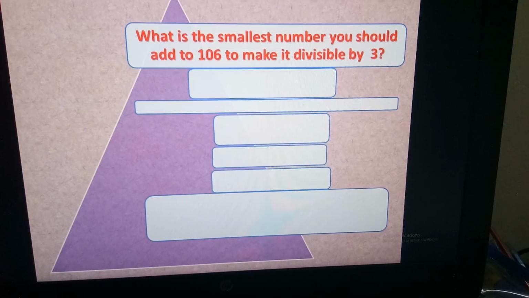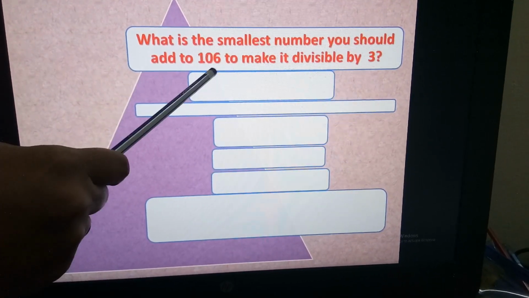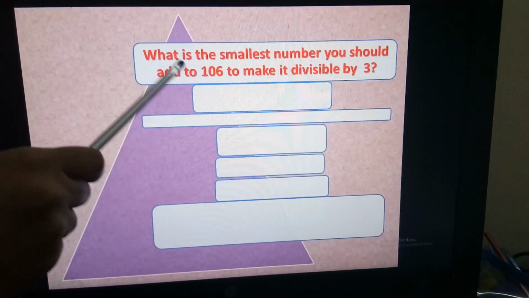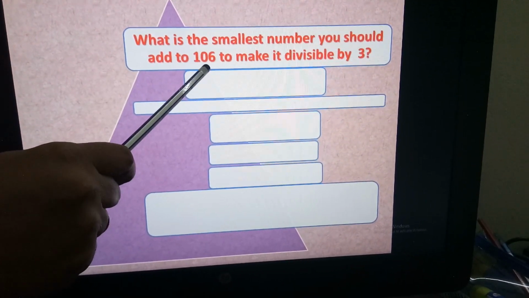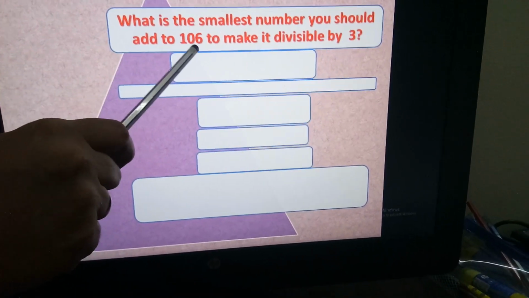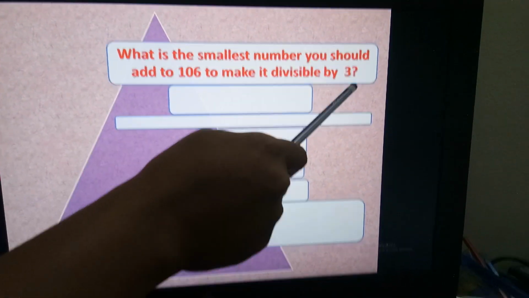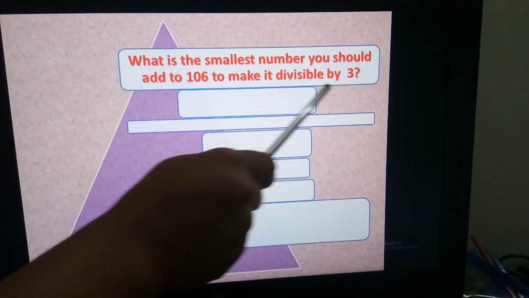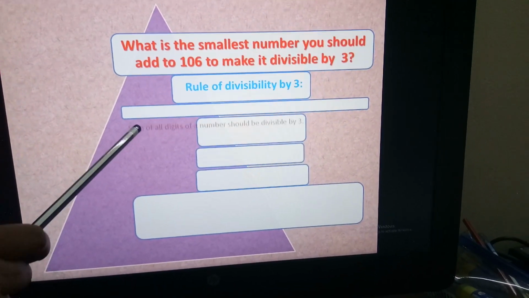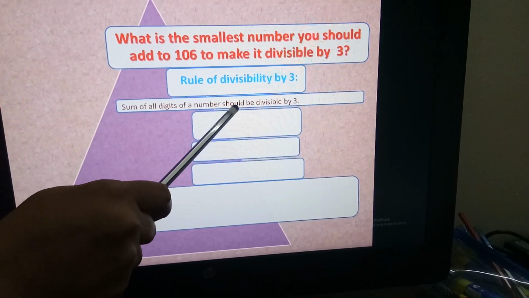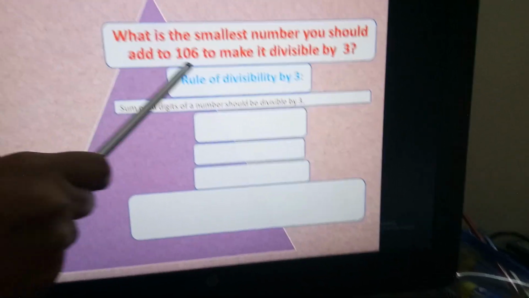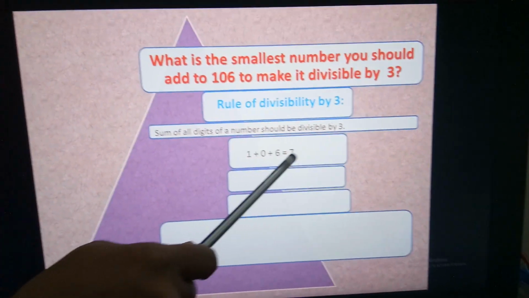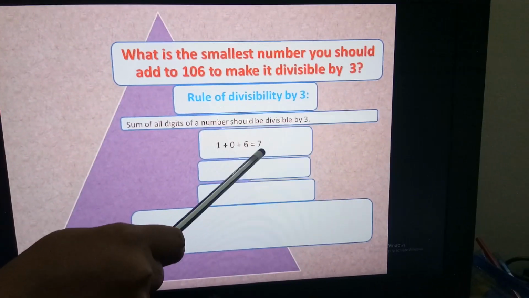What is the smallest number you should add to 106 to make it divisible by 3? So here we want to add some number with 106. And we want to make that 106 divisible by 3 when we add something to it. So what is the divisibility test of 3, children? You know it. Sum of all digits of a number should be divisible by 3. So let us add the digits of 106. When we add it, we are getting 7. 7 is not divisible by 3.